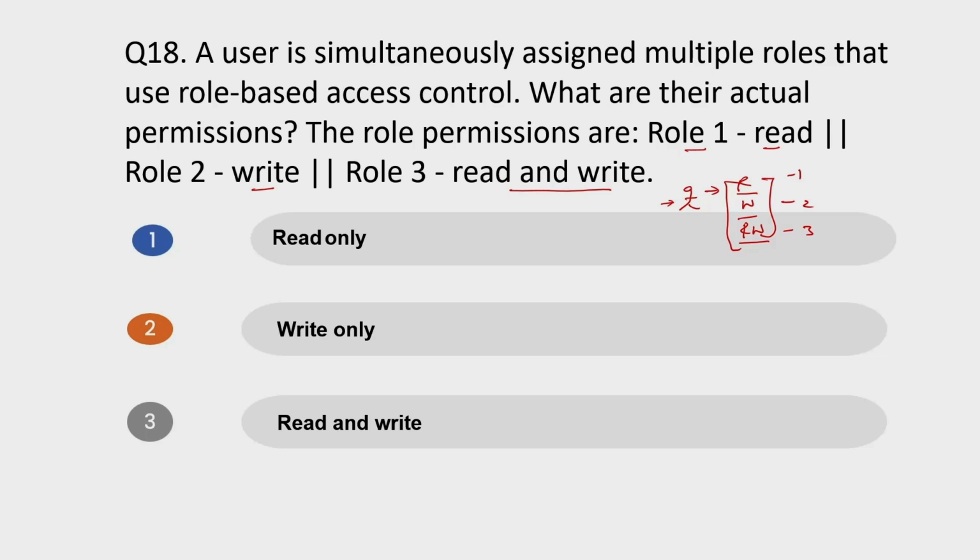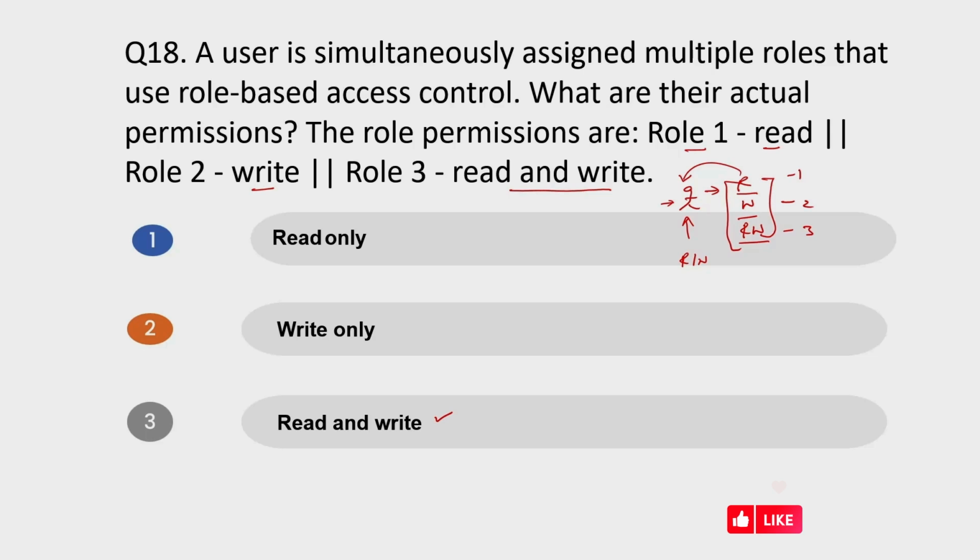Whenever we have multiple permissions assigned to the user, the most effective permission will be applied, which means the combination of the permissions gets applied. So it will be read write. So the correct answer will be read and write.